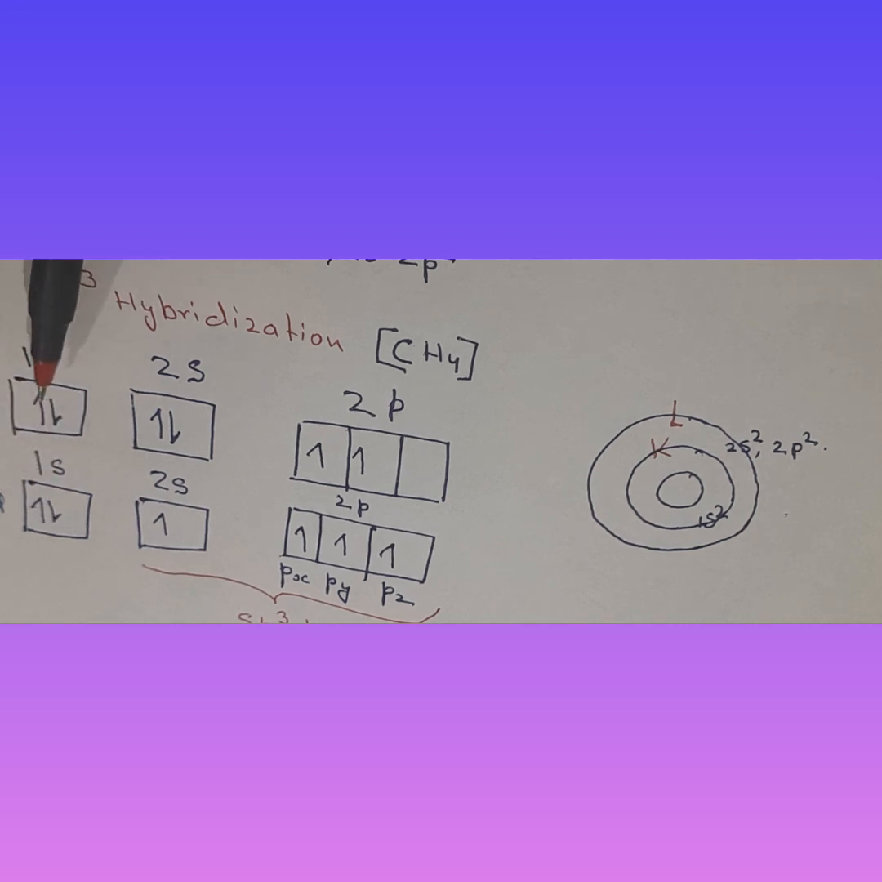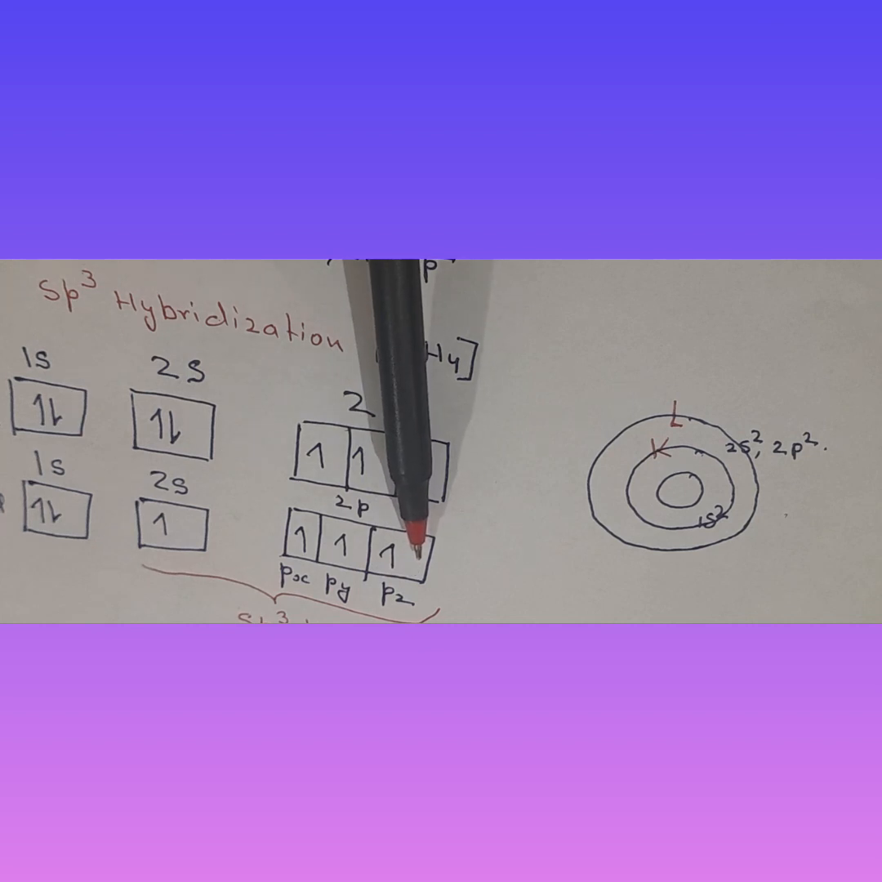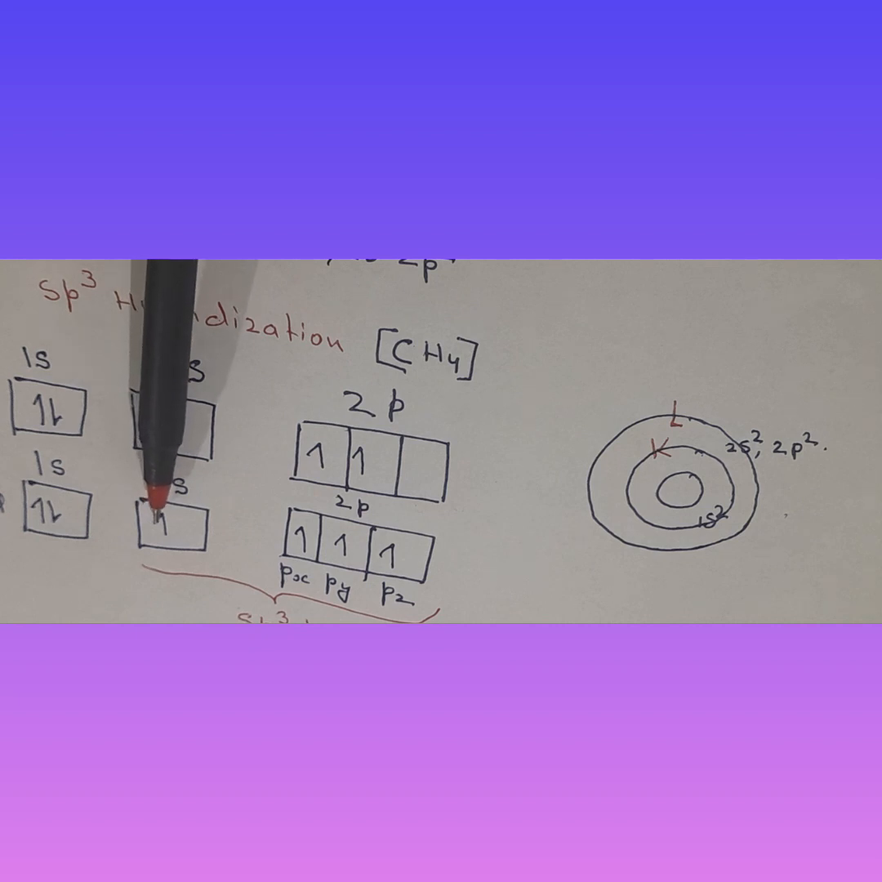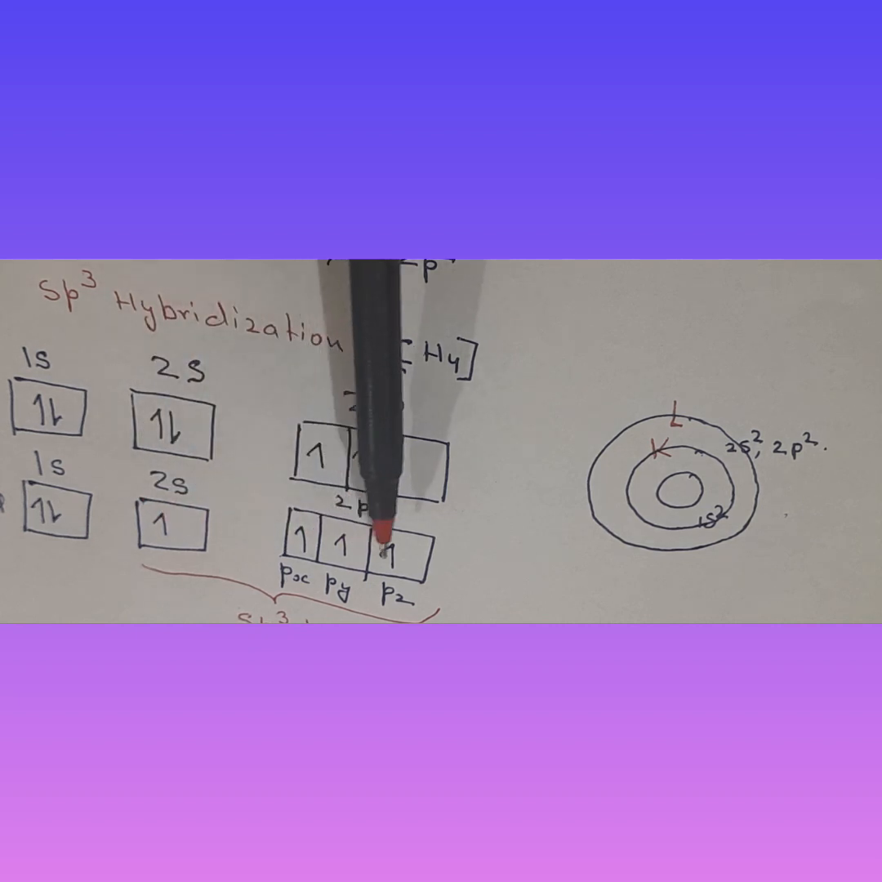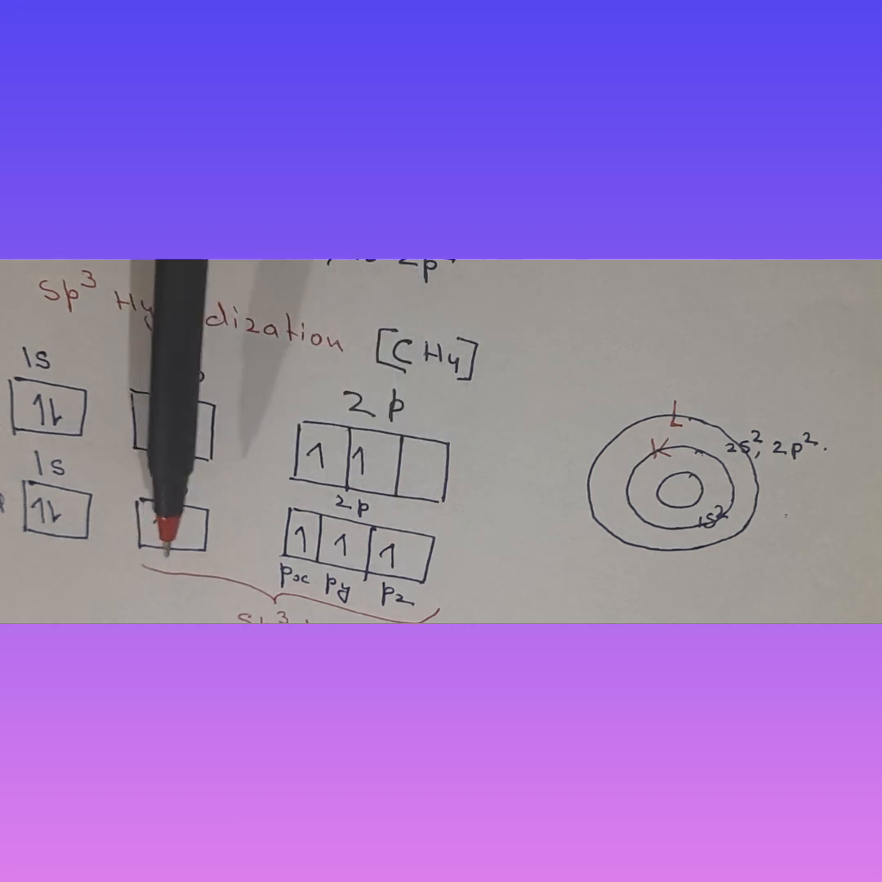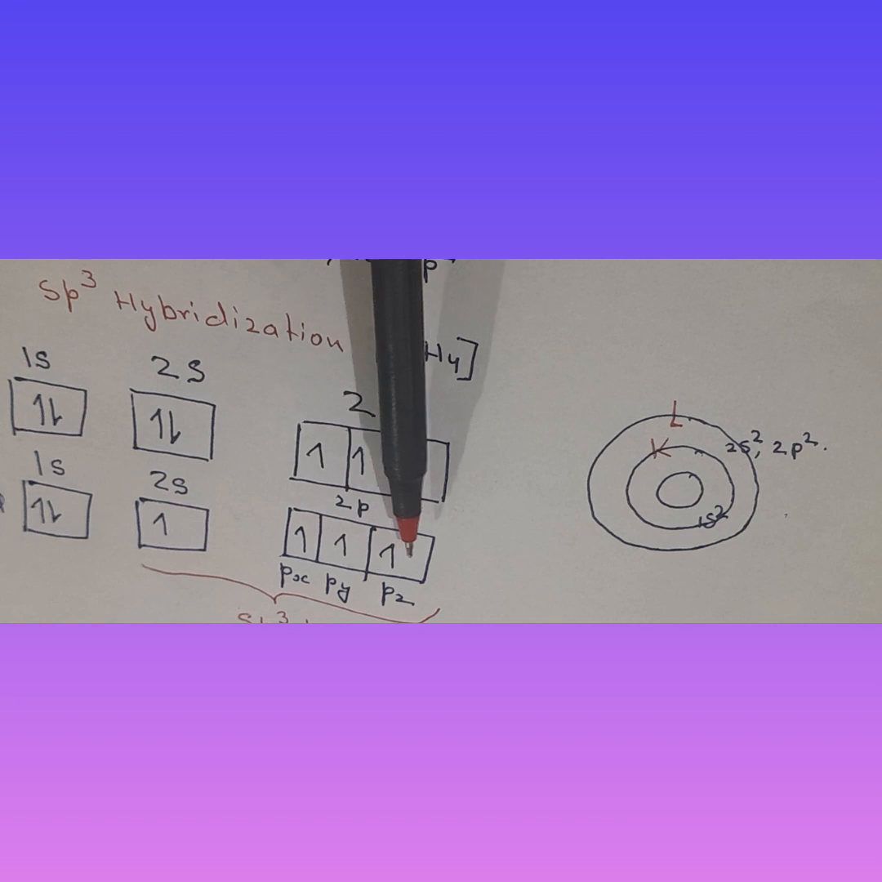So these 2 electrons would remain as they are. It's only the valence shell electrons which would be involved in sp3 hybridization. So let's understand what happens to these valence shell electrons. Now there are 2 electrons over here. What we find in the excited state is that one of the electrons jumps to this empty orbital. So we have 4 unpaired electrons now, or rather we can say all having plus half spin.